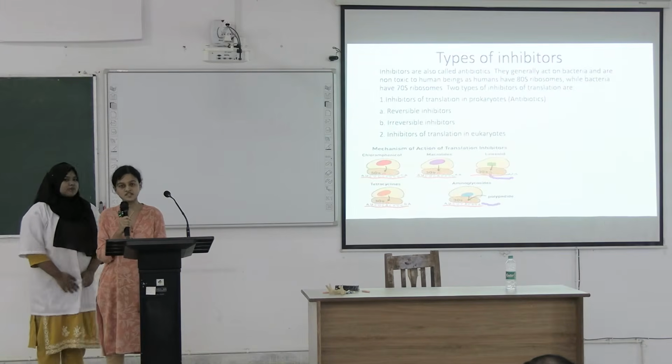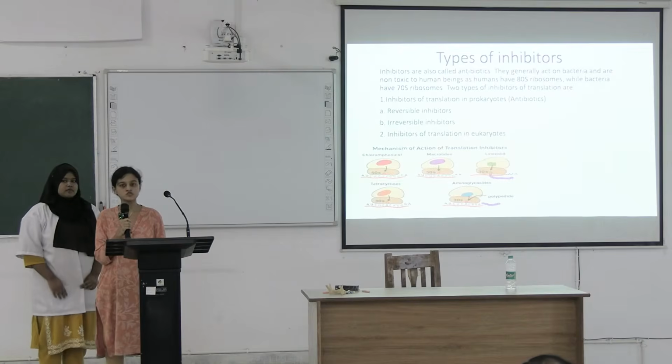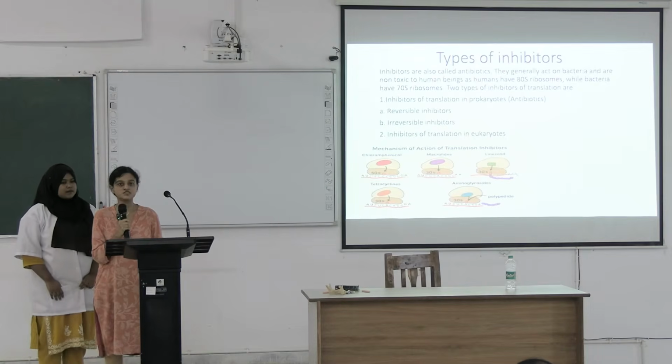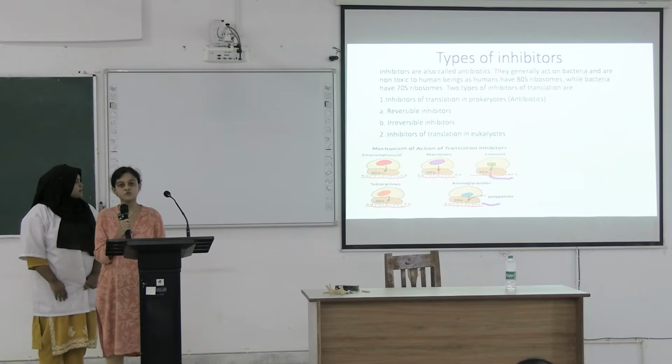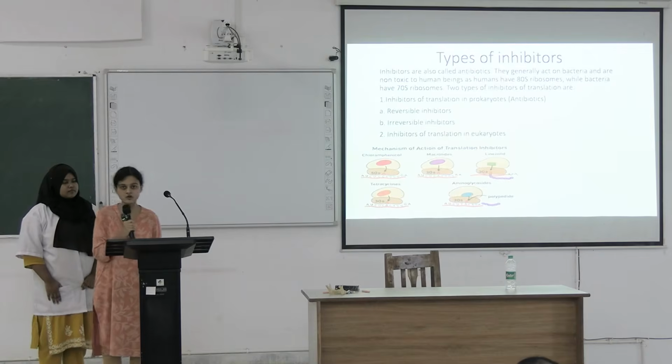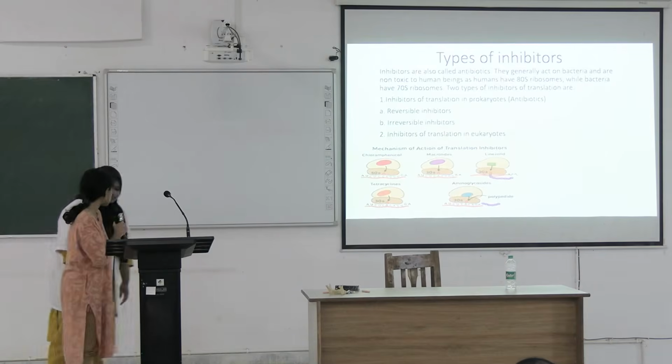Now, types of inhibitors of translation. Inhibitors are also called antibiotics, and they work on bacteria but are non-toxic to humans because humans have 80S ribosomes while bacteria have 70S ribosomes. There are two types of inhibitors of translation: inhibitors of eukaryotic translation and inhibitors of prokaryotic translation. Inhibitors of prokaryotic translation are of two types: reversible inhibitors and irreversible inhibitors. Now I would request my team member Anna Tasnim to explain the rest of the slides.